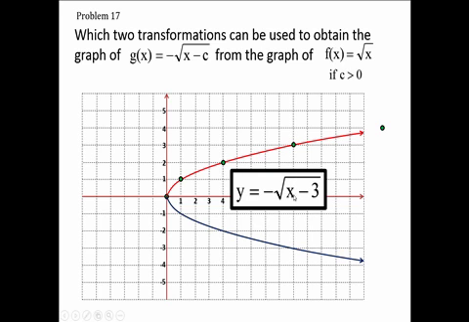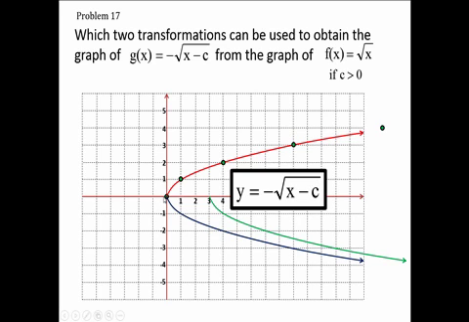And this minus 3 right here means we're going to take 3 steps this way, 3 steps to the right. So there are my two transformations. Instead of going upward, I'm going downward. And the green graph goes with this, and that's 3 steps to the right of my original one.